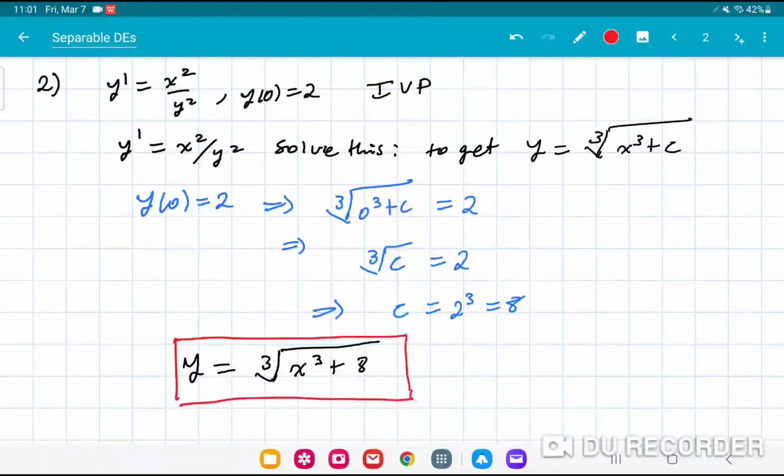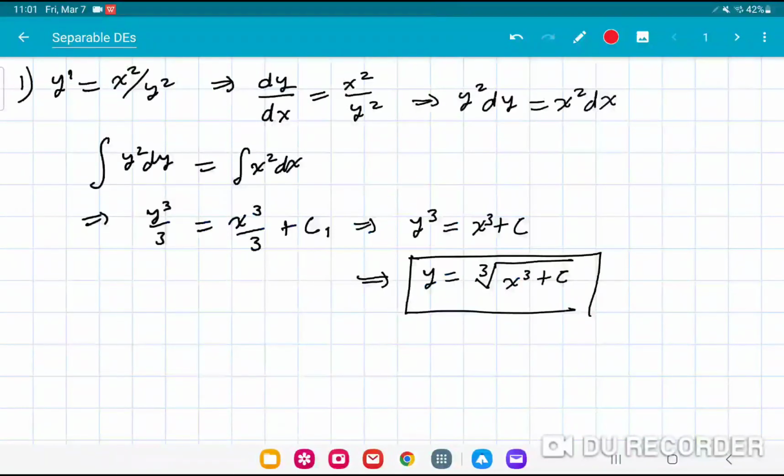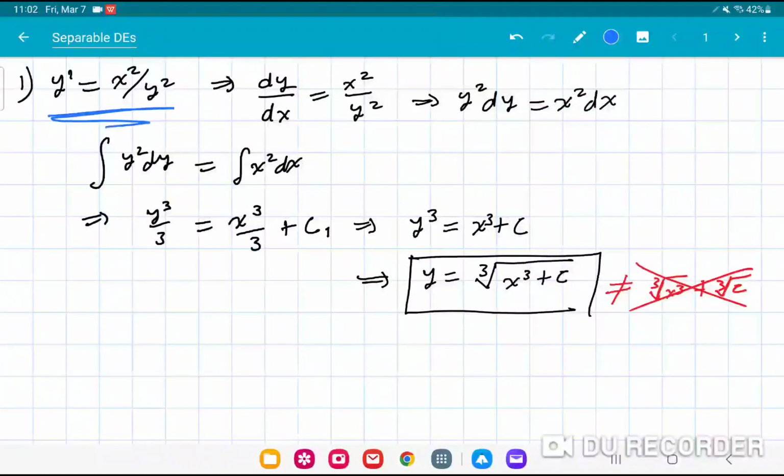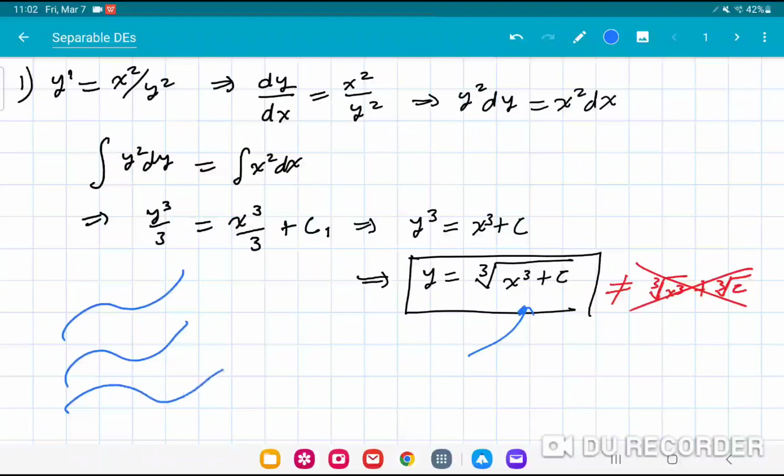The main idea is, when solving this differential equation, by the way, this is not equal to cube root of x cubed plus cube root of c. It's not the same thing. That's the first thing. The second thing I want to mention is that when solving this differential equation, we found a bunch of curves. When c is different, then we have a different curve. I don't know what the curves look like, but for different values of c, we get different curves.